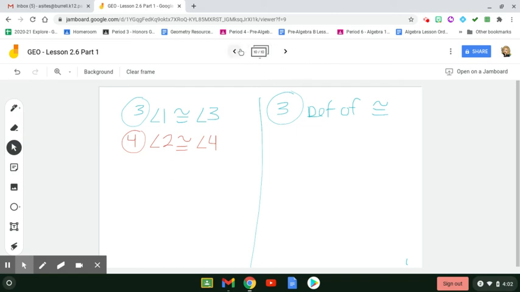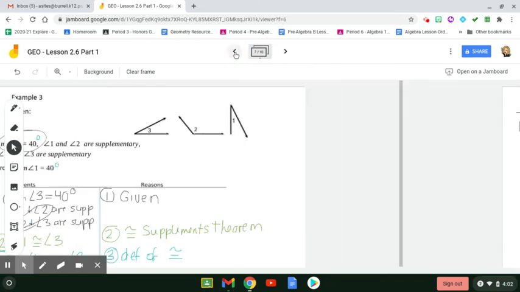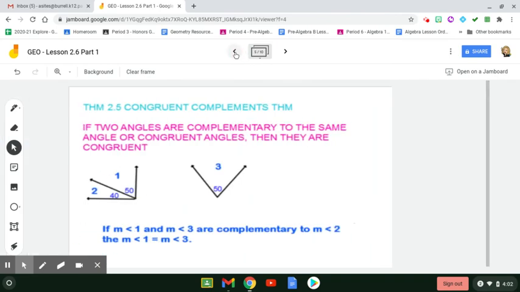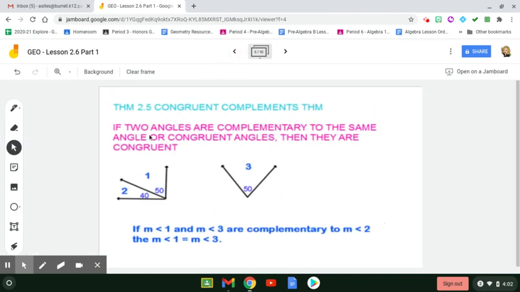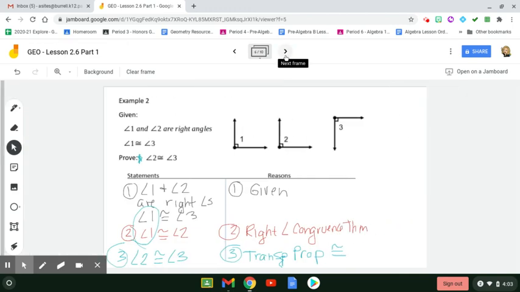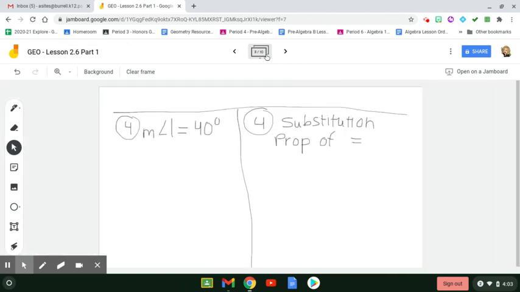All right, so let's go back and read through the congruent complements theorem. If we have two angles that are complementary to the same angle or congruent angles, then they are congruent. So if the measure of angle 1 and the measure of angle 3 are complementary to the measurement of angle 2, then those would also be equal to one another. So let's see if we have that situation here.